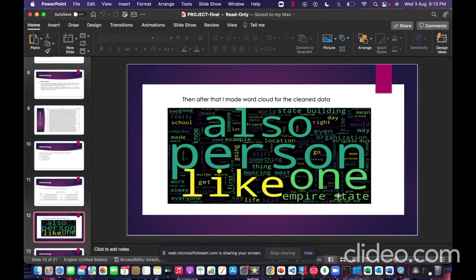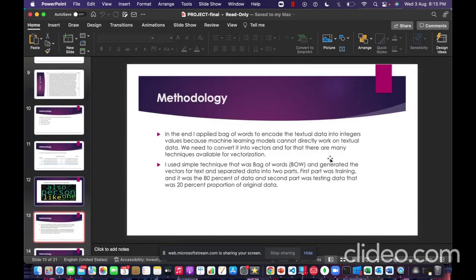Some other words like empire state, state building, even, organization, these are words used again and again in our essays. In the end, I applied bag of words to encode the textual data into integer values, because machine learning models cannot directly work on textual data. We need to convert it into vectors, and for that, there are many techniques available for vectorization.